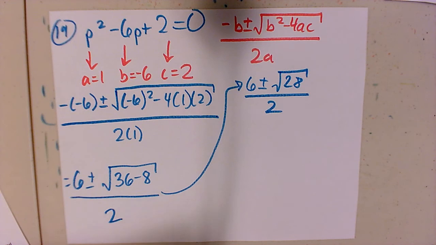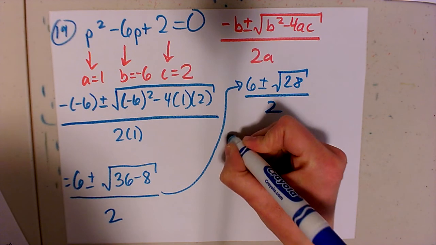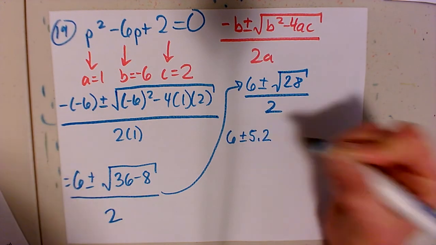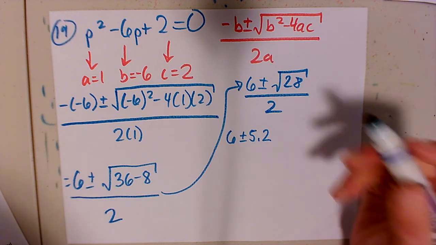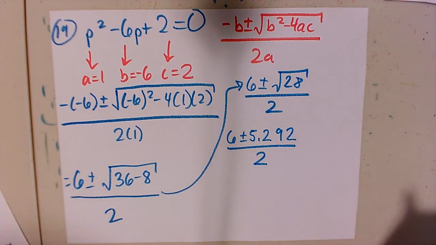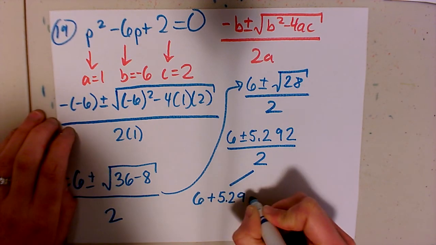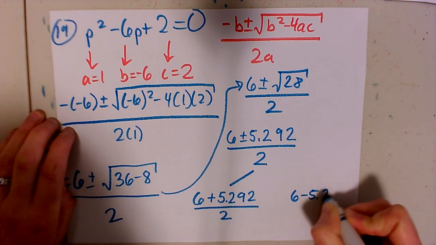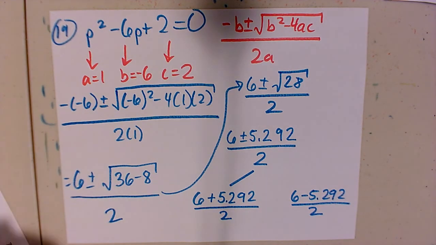So the square root of 28 is 5.2915. So we're going to have 6 plus or minus 5.2, and if we want to approximate to the nearest thousandth, so that's 3 decimal places, that's going to be 292 over 2. Okay? So if we split this up, I have 6 plus 5.292 over 2. And then I have 6 minus 5.292 over 2. So then I just do this in my calculator.